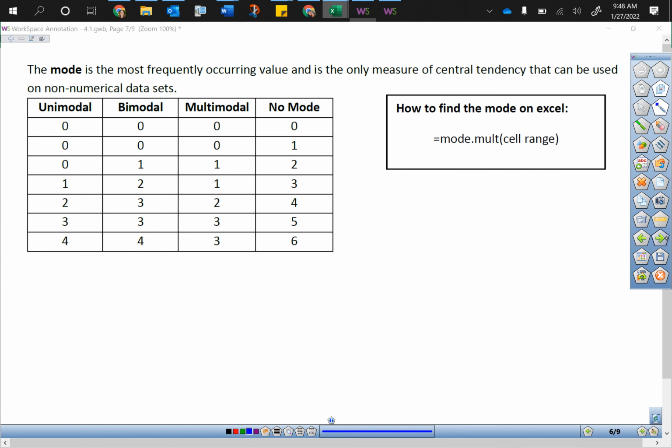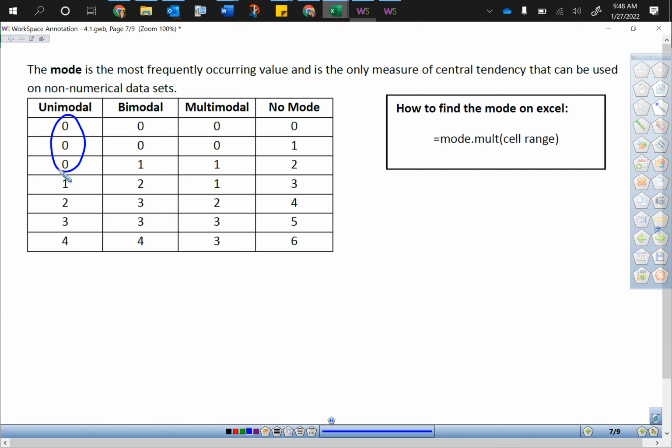Now, there are 4 different types of modes. The first one is unimodal. Unimodal, like a unicycle, just means that there is one mode. So if you look here, 0, 0, 0, 1, 2, 3, 4, the number that occurs the most often is 0. So in unimodal, there would only be one mode.